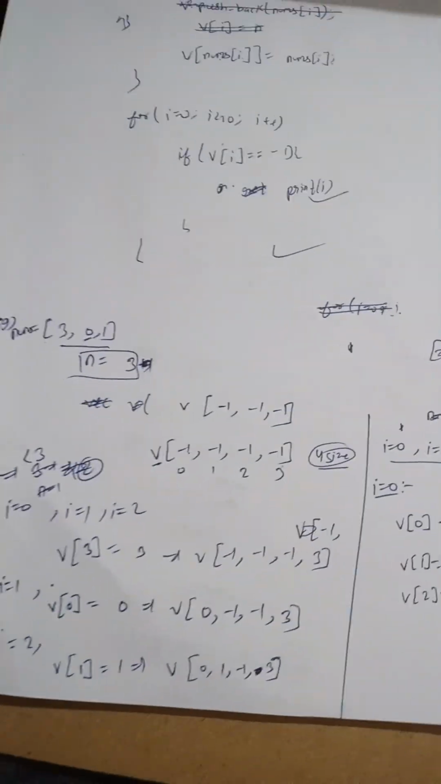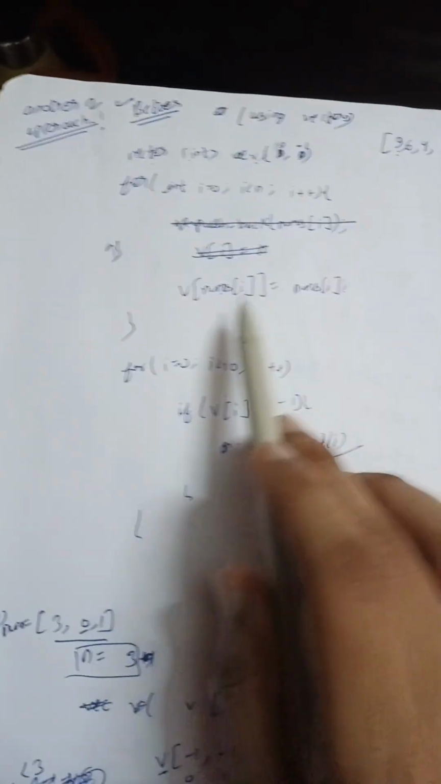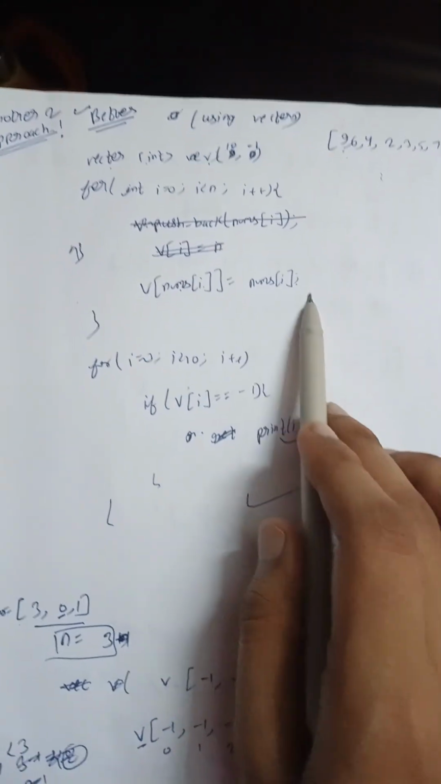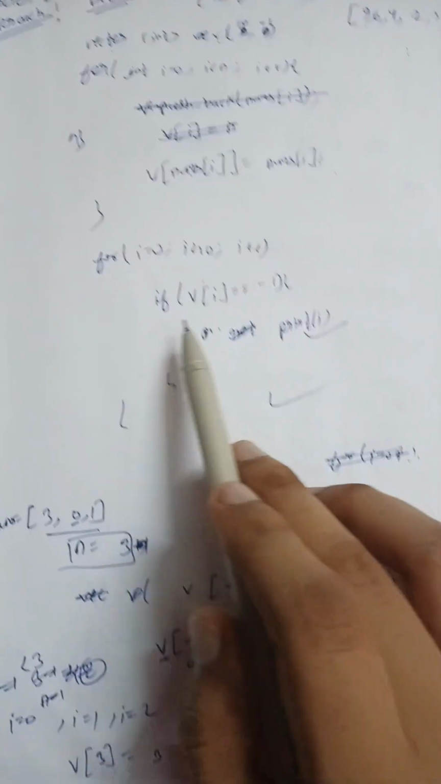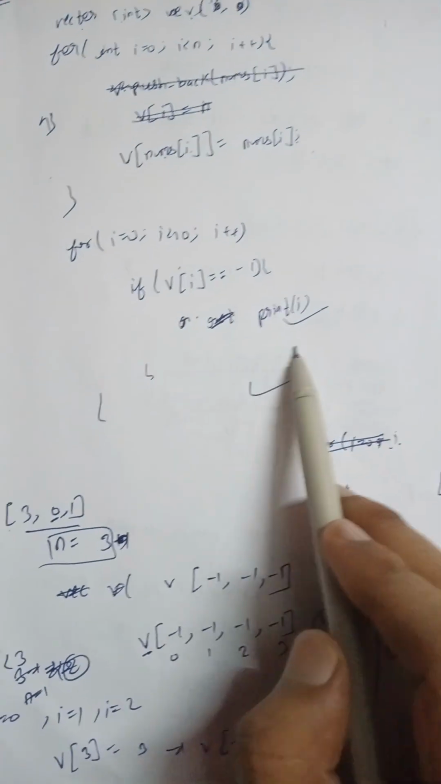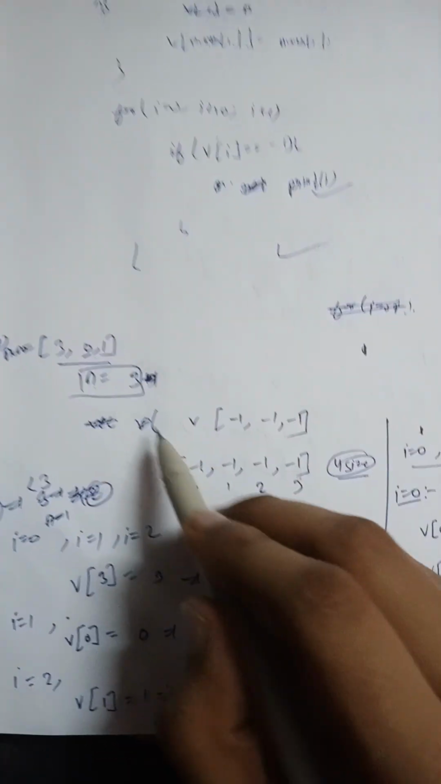So let's dry run this code. This is the code: for i equal to 0, i less than n, i plus plus, v of nums of i equal to nums of i. Then for i equal to 0, i less than 10, i plus plus, if v of i equal to minus 1, print i. And this is the pseudocode. Now let's move on to the dry run. Let's take this as an example, n is equal to 3.